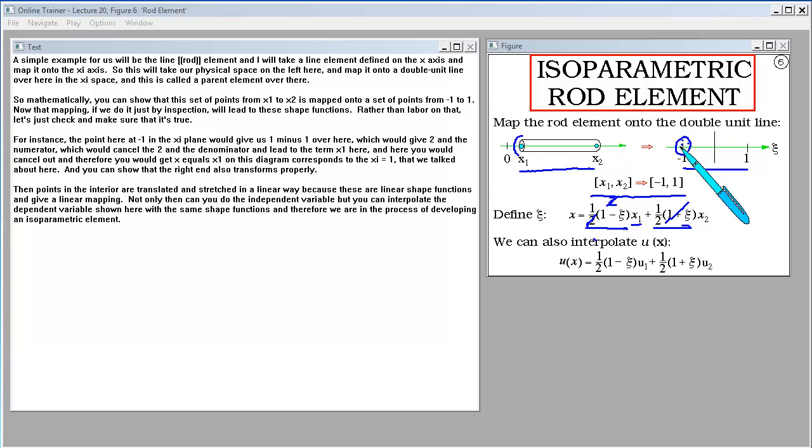And you can show that the right end also transforms properly. Then points in the interior are translated and stretched in a linear way because these are linear shape functions and give a linear mapping. Not only then can you do the independent variable, but you can interpolate the dependent variable shown here with the same shape functions, and therefore we are in the process of developing an isoparametric element.